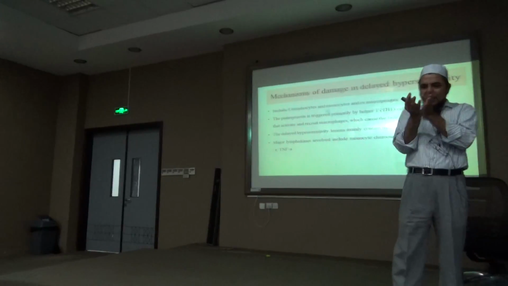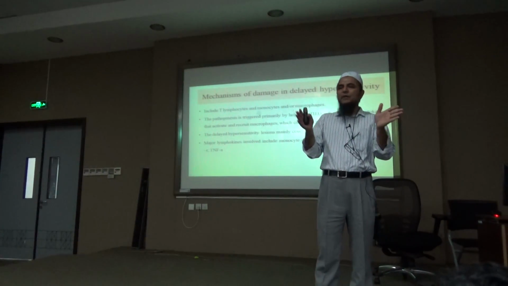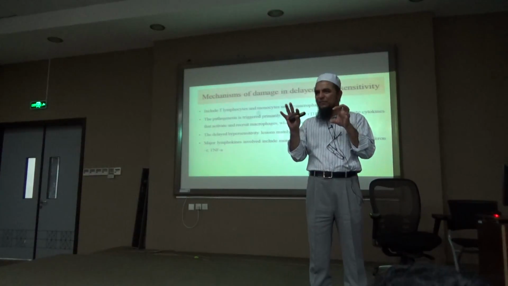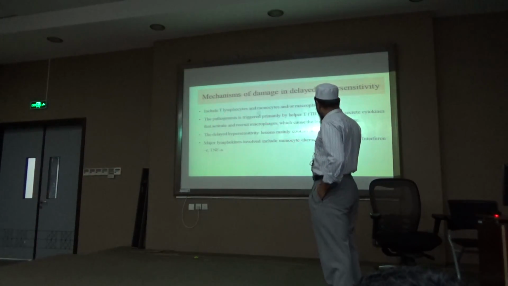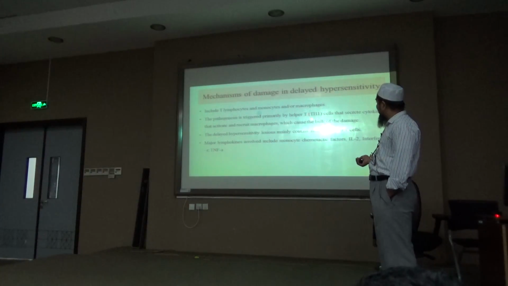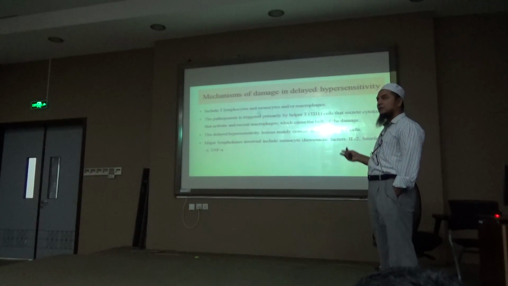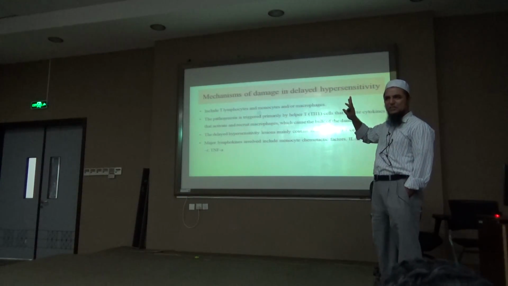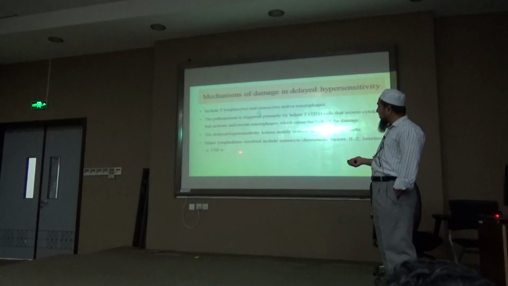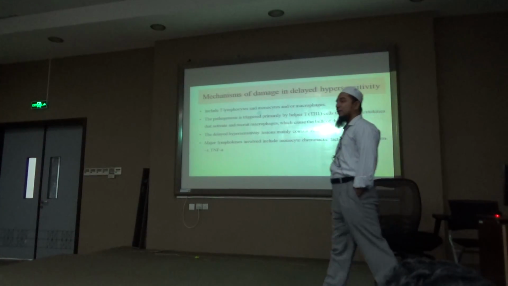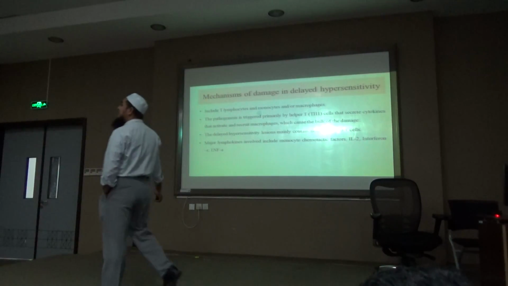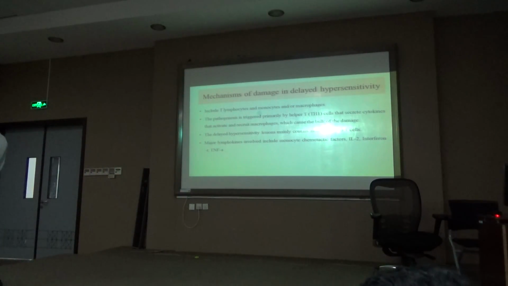T helper cells have two types, T helper 1 and T helper 2, and they have different characteristics. Interleukin 1 is present in all of them. But in T helper 1, they have two extra things: one is tumor necrosis factor alpha, TNF alpha, and another is gamma interferon. So this is TH1. When an antigen comes and attaches to the phagocytes, it activates T helper cells, which convert into T helper 1, and then the process of inflammation starts.